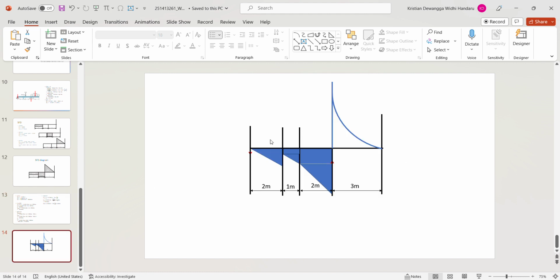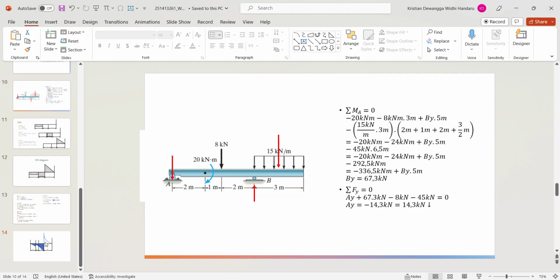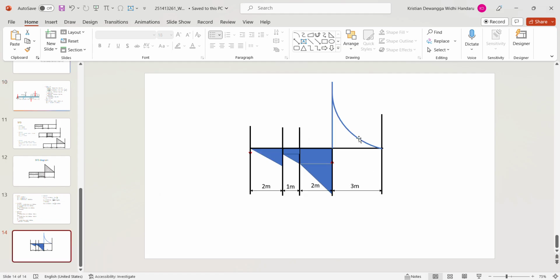And then this is the final diagram of the BMD for question number 2. This is the A, and then this is the moment from here, and then this is the 8 kilonewton, and then it's like that.